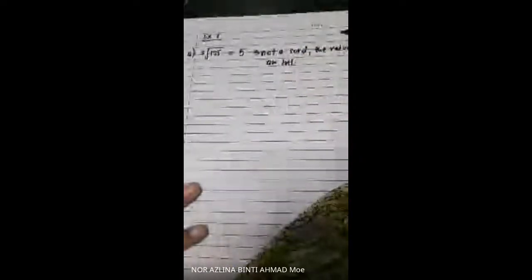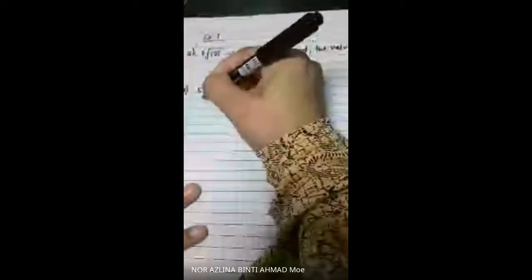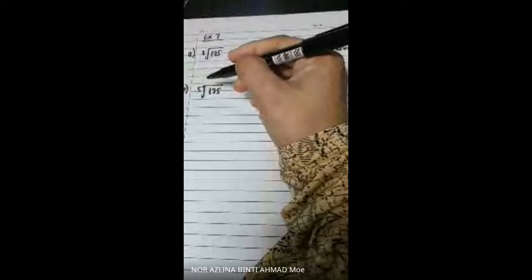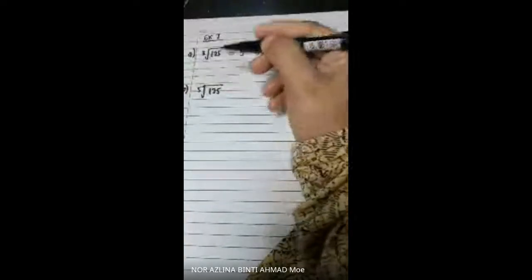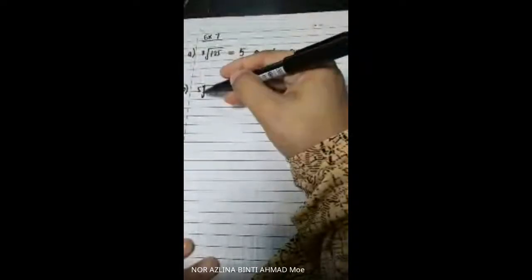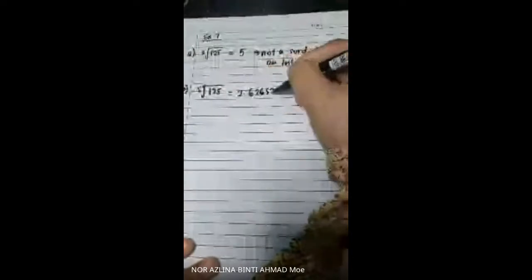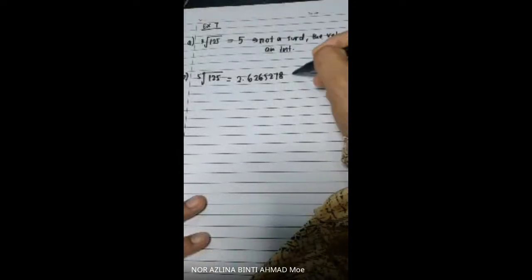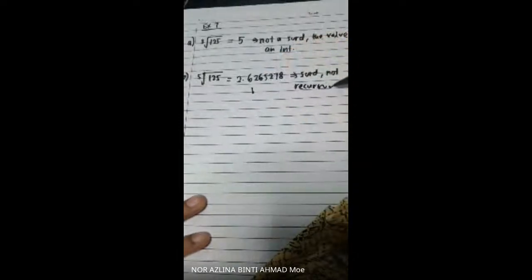Next, B: fifth root of 125, or surd 125 order 5. So what is the answer here? You get 2.626528. This is not a recurring decimal, so this is a surd because it is not a recurring decimal.